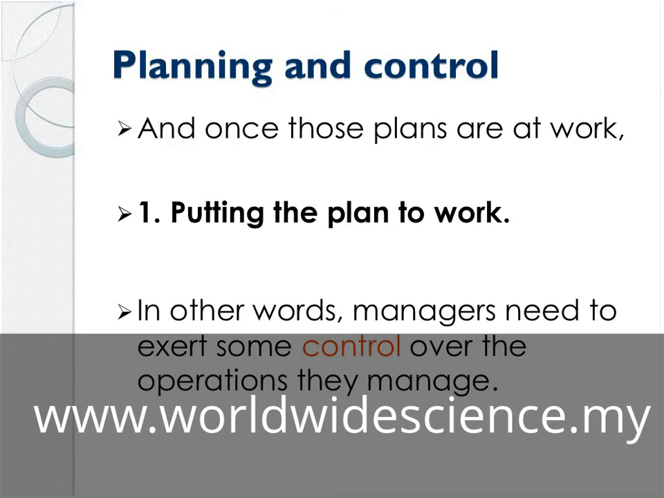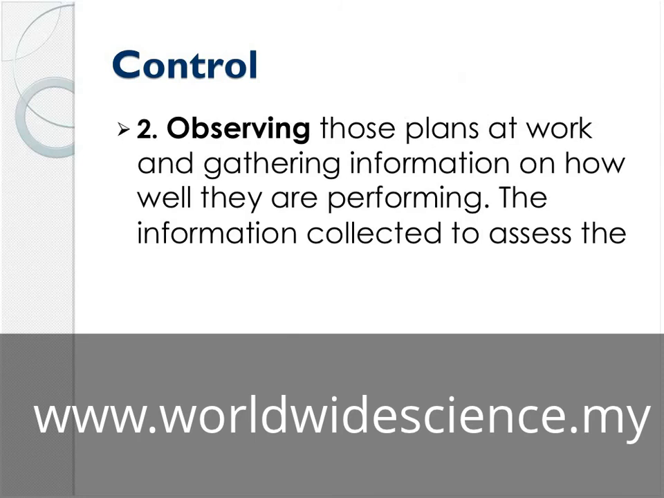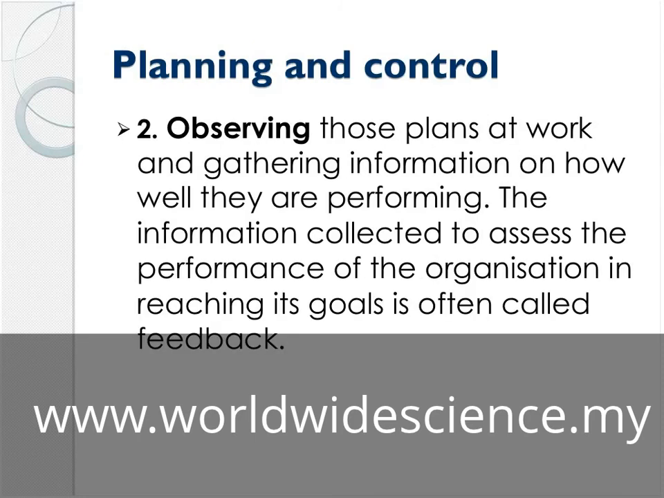So let's look at control in detail. Controlling involves four things. The first is putting the plan to work. The second is observing those plans at work and gathering information on how they are performing. We are observing the plans, how they are working, and making some feedback. The information collected to assess the performance of the organization in reaching its goals is often called feedback, right? So we are collecting information on how things are doing, how the business is actually going on.